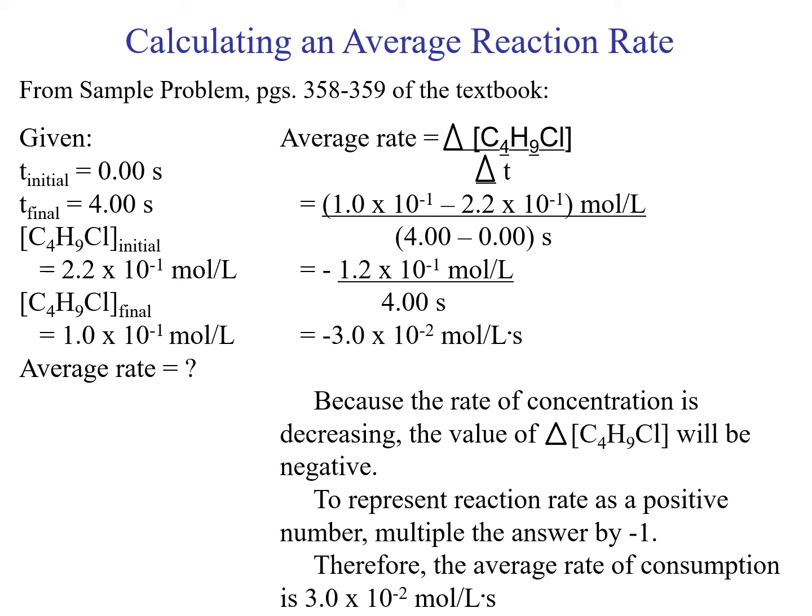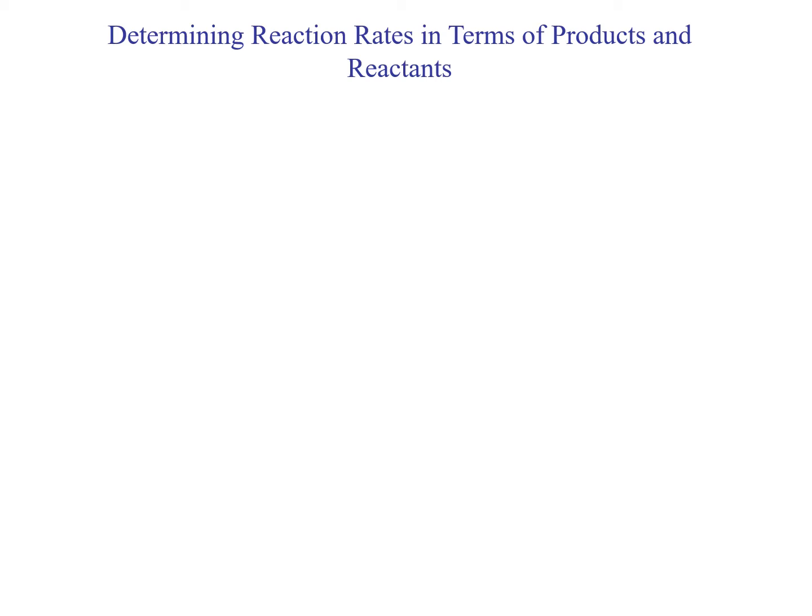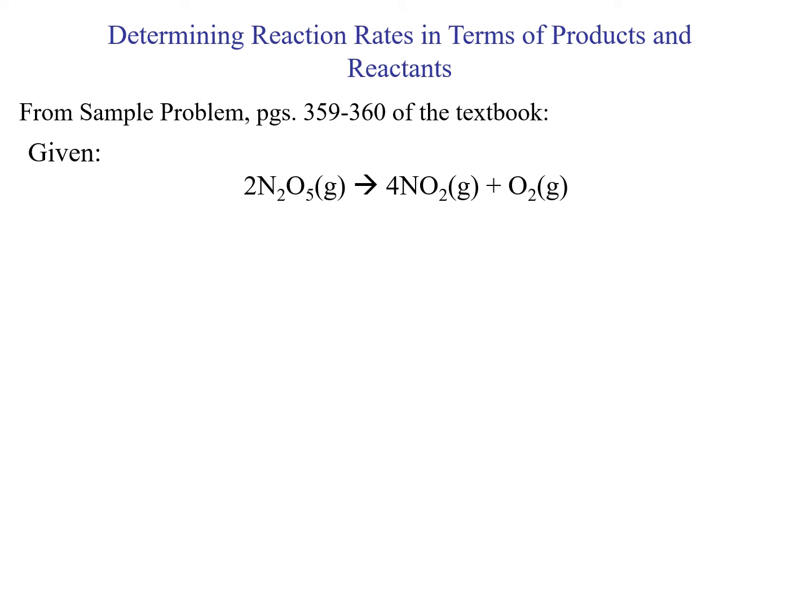Let's look at another problem that's a little different, but still simple. If you know the rate of reaction of one of your reactants or products, you can calculate the rate of reaction of any other reactant or product, as long as you have a balanced chemical equation. Let's look at a sample problem from pages 359 to 360 of your text, which says, dinitrogen pentoxide decomposes to form nitrogen dioxide gas. The balanced chemical equation is given.